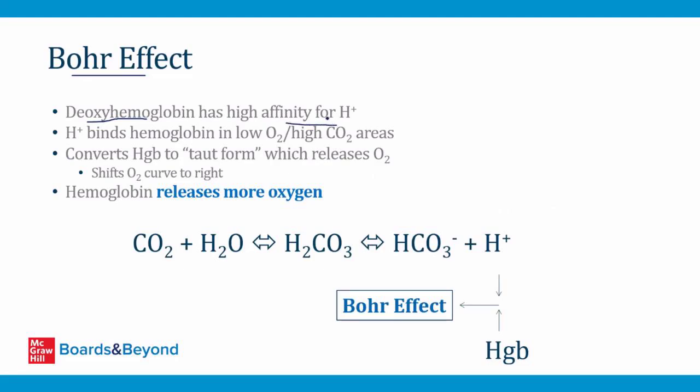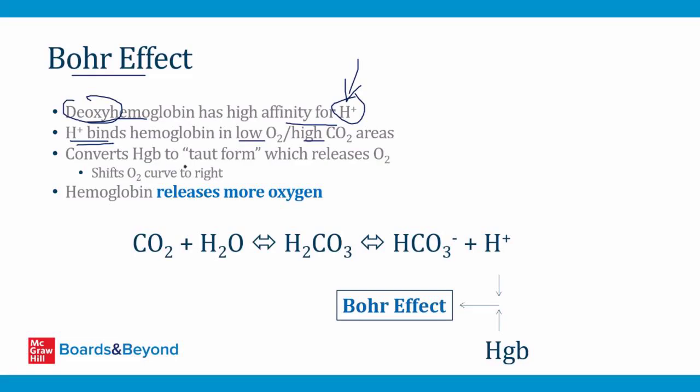This is one of the ways that acid levels are buffered inside of red cells: through protons binding to deoxyhemoglobin. So H+ likes to bind hemoglobin in environments where there's low oxygen and high CO2. Make sure you understand this. Low oxygen means lots of deoxyhemoglobin, and high CO2 means lots of protons around. That's when you're going to get lots of H+ binding to hemoglobin.